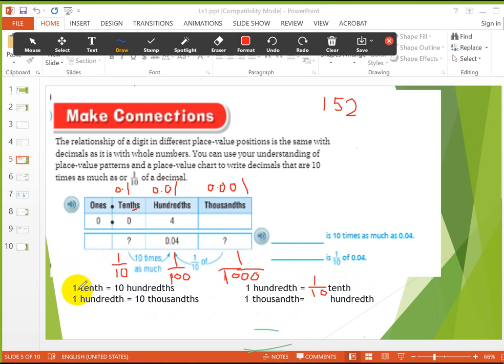So which one is the greater? Of course the tenth is greater than the hundredth. Okay, so the hundredth is smaller than the tenth by 10 times. That means 1 over 10.